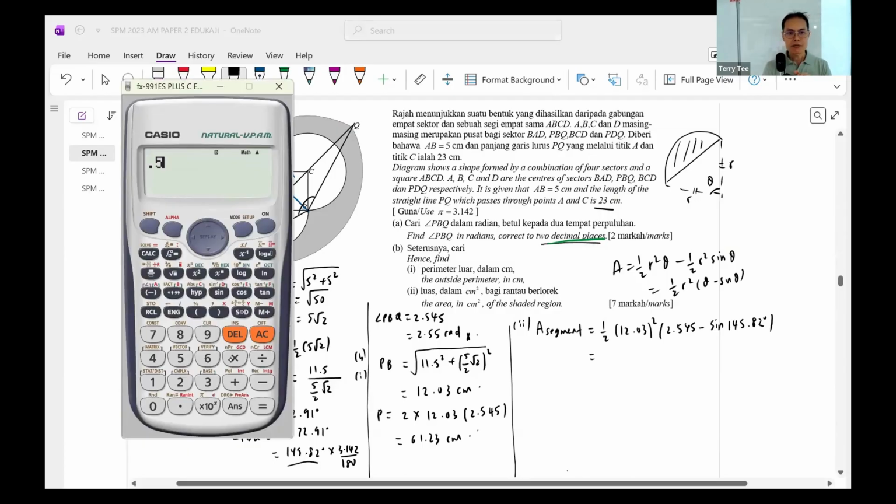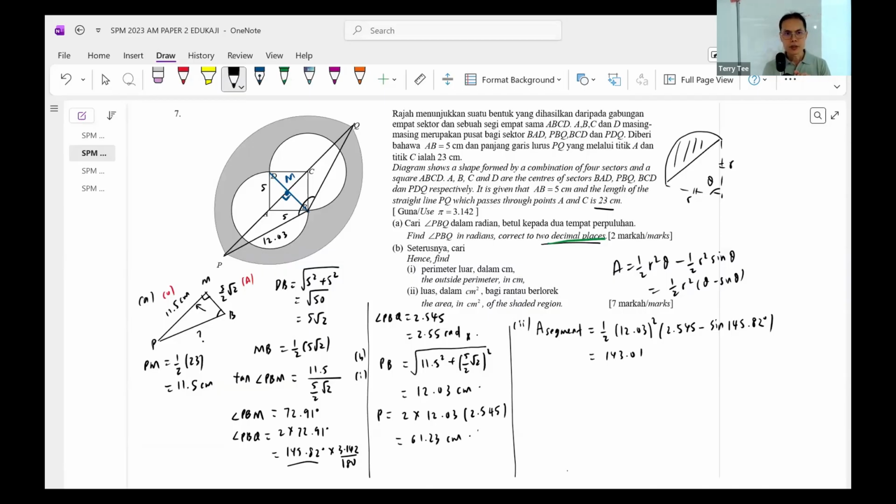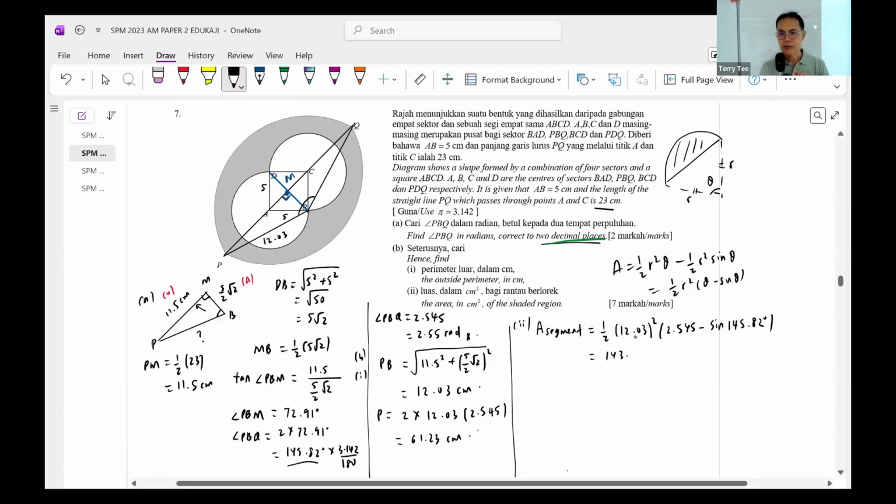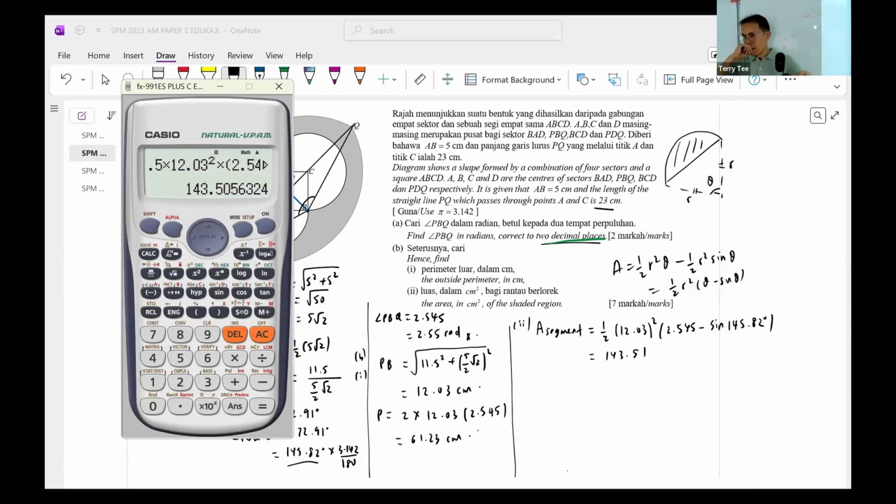Okay, I do very slowly, one by one. This will be half, 12.03 squared. What's your theta? 2.545 minus sine 145.82. Okay, so this will give us 143.01. I use 0.51, sorry, 0.51. I use one more significant figure. I use 5. You can use 6. Some people are very scared the answer is different. They write one more. It's okay, because after you minus, sometimes you may be left with 4. Okay, so this is your segment.